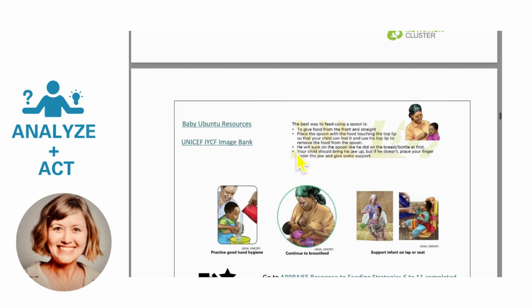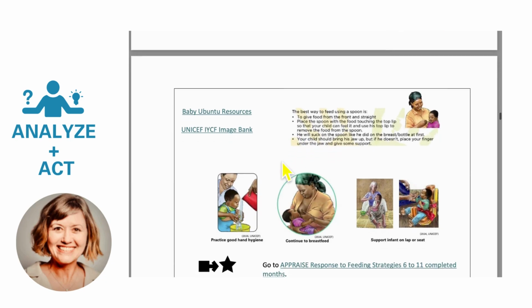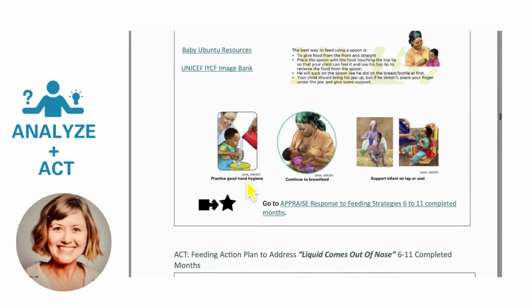Baby Ubuntu Resources has given us a nice description of how to place the spoon, what to expect, what to see the child do, and the positioning. And then here's just some great reminders about we want to make sure the caregiver and the child practice good hand hygiene. We want to continue to breastfeed, and we want to support the infant on the lap while they're receiving spoon foods or solid foods, or in a specialized seating. And now we're ready to go to the next section.